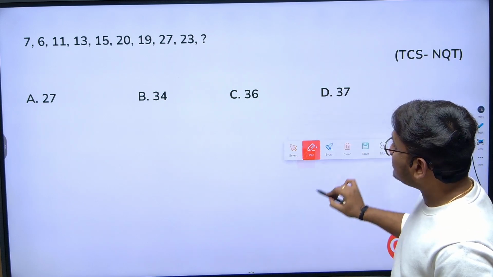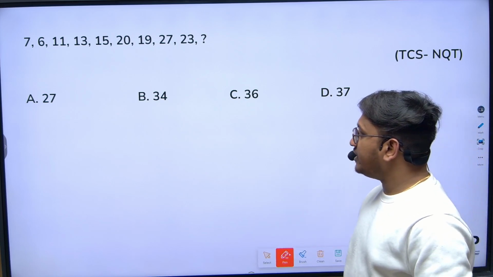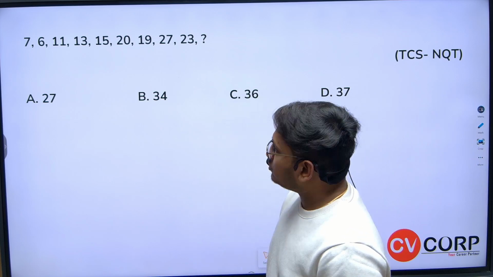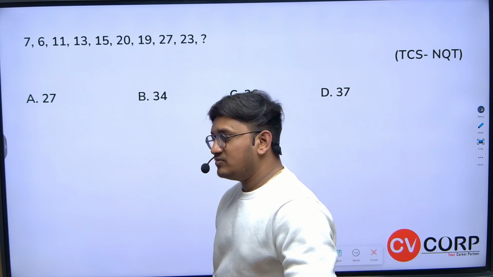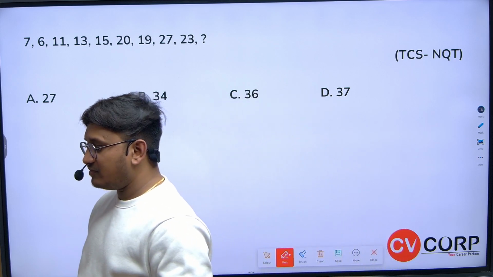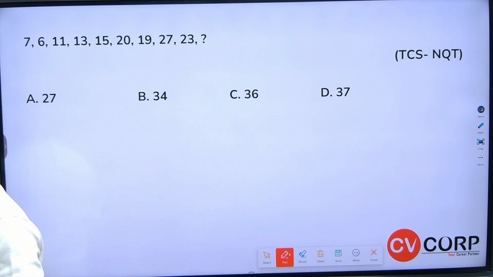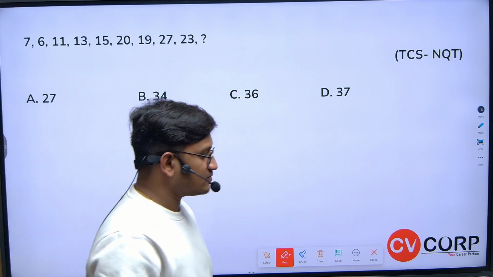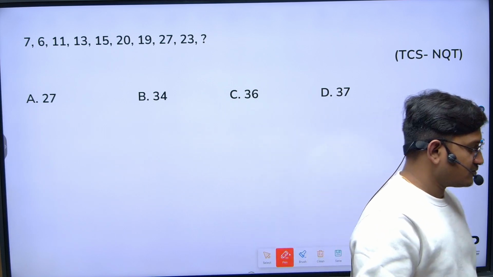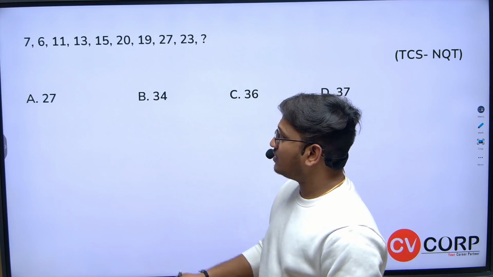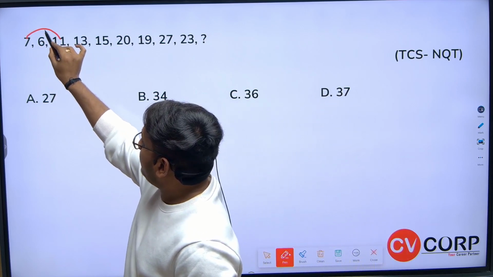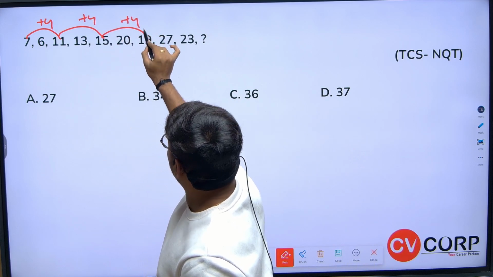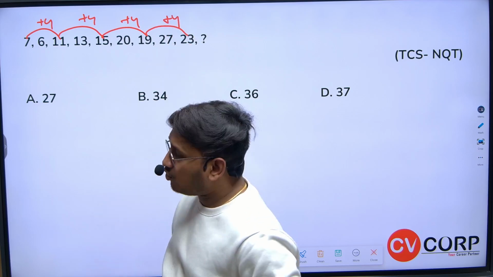Here 7, 6, 11, 13, 15, 20, 19, 27, 23. If you observe the pattern, sometimes the numbers in the series may be given on alternate patterns. If you observe, 7 plus 4, plus 4, on alternate numbers the logic is going to work with plus 4 and plus 4.